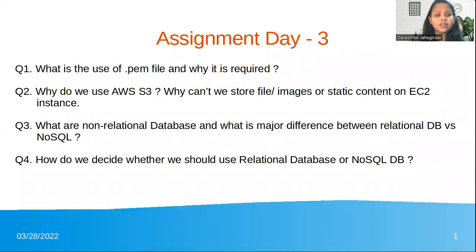So let's quickly start with the assignment. Now question number 1 is, what is the use of .pem file and why is it required? So basically we should know what PEM is.